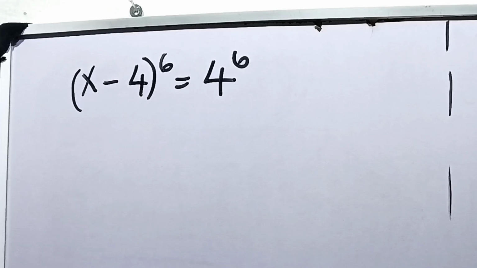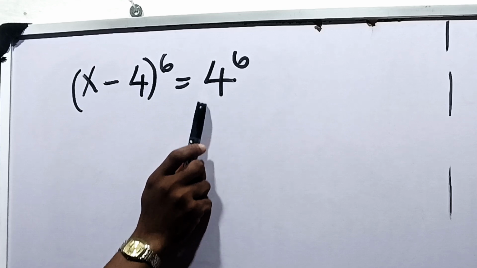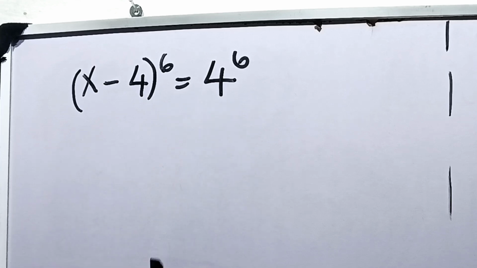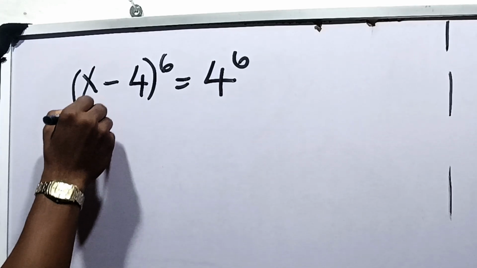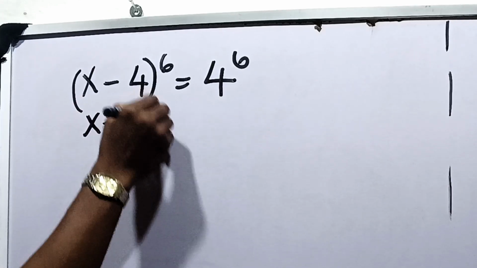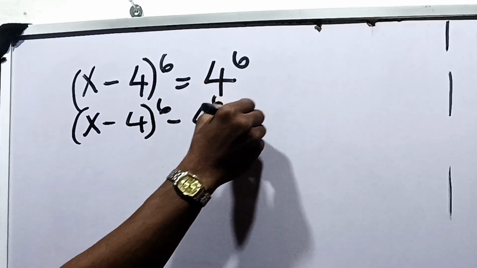Let's solve this together. It says (x − 4)^6 is equal to 4^6. We are going to solve for the value or values of x in this question. First things first, let's rewrite this as (x − 4)^6 − 4^6 equal to 0.